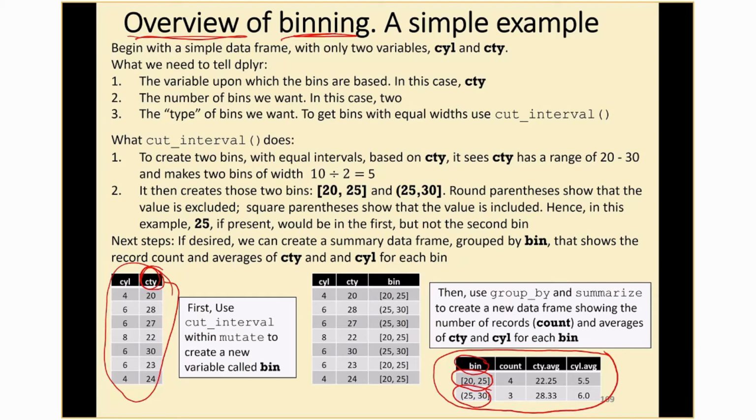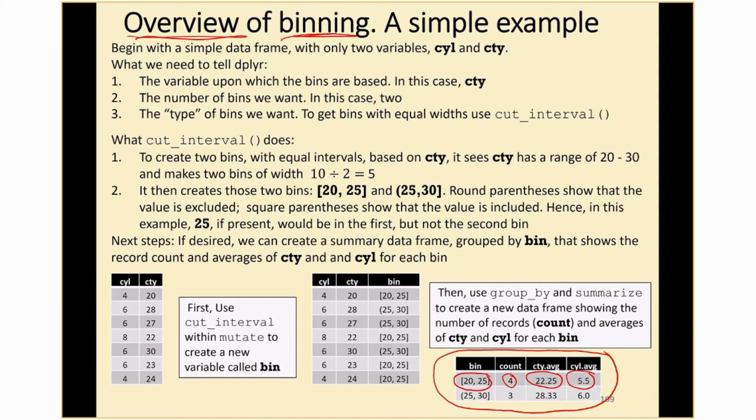So if we look at this data frame, and the values of city mileage, and these bins that are based on city mileage, we can see that this record here, the 20, the 22, the 23, and the 24, they all fall in this first bin. It goes from 20 to 25, and there's 4 of them. And if you were to calculate the average city mileage associated with those 4 records, it would be 22.25, and the average number of cylinders associated with those 4 records would be 5.5.